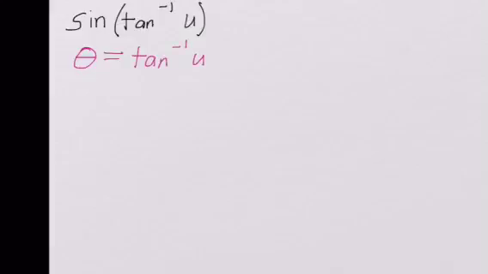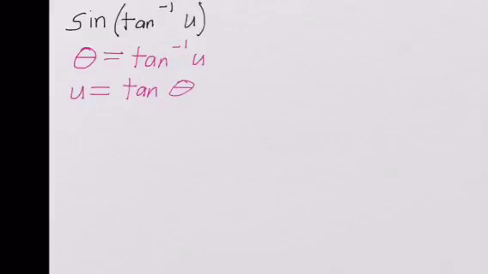The first one is the sine of the inverse tangent of u. Now we're actually going to be able to write this without having any trig symbols in our final answer. So the way we're going to do it is to first let theta equal the inverse tangent of u, which would mean u is equal to the tangent of theta.